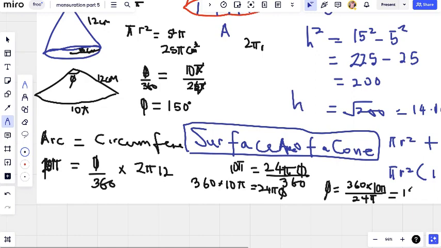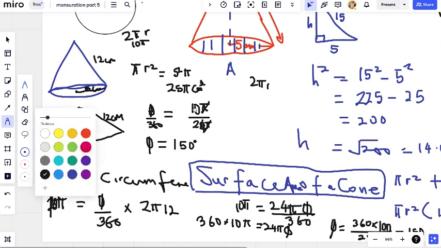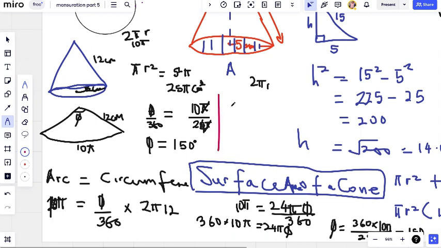So once you get the angle 150 degrees, then you can calculate the area of the sector, which represents the area of the curved body of the cone. I know you will say, we've not even got the area. No, we've not got it yet. Area of sector is equal to the 150 degrees you got, divided by 360, multiplied by pi r squared. Remember, we're looking for the area.